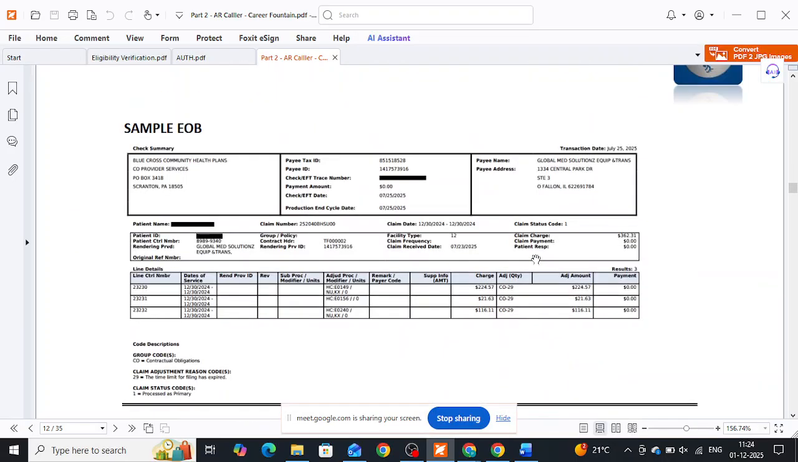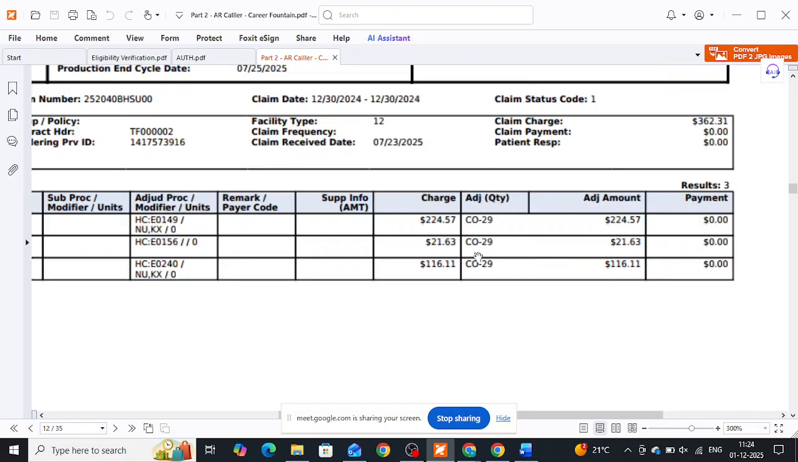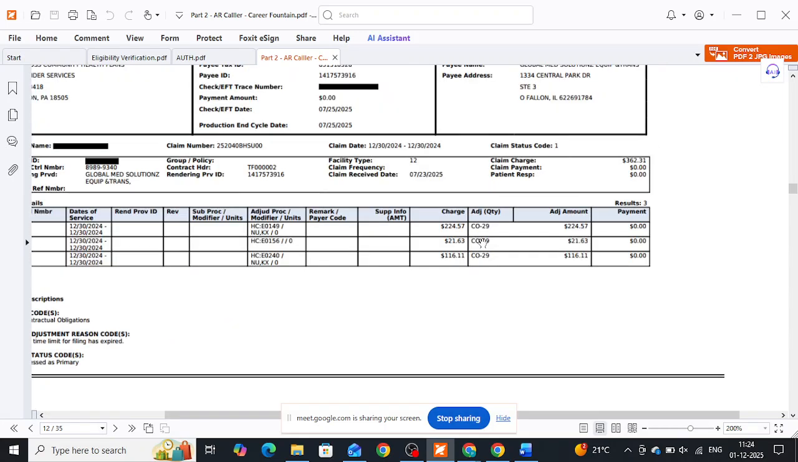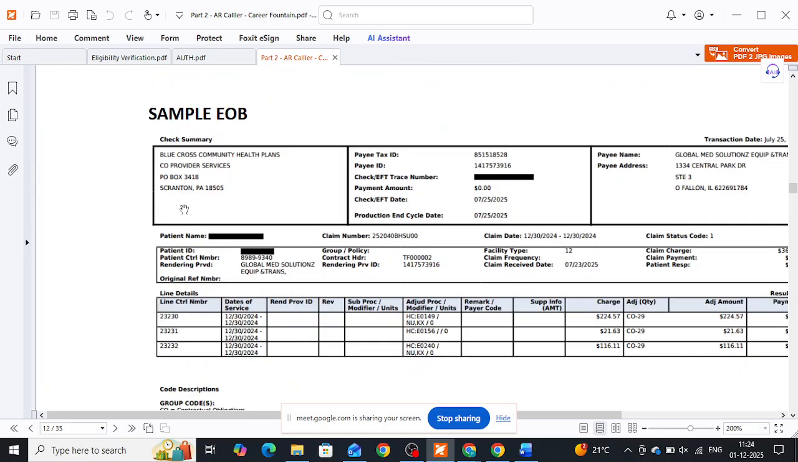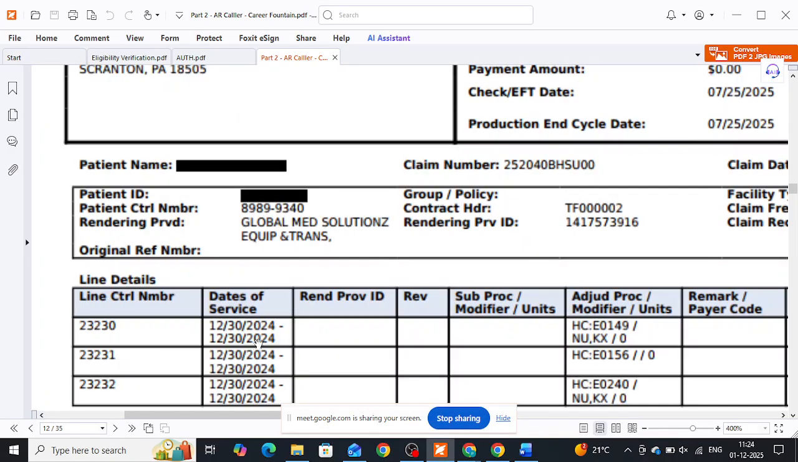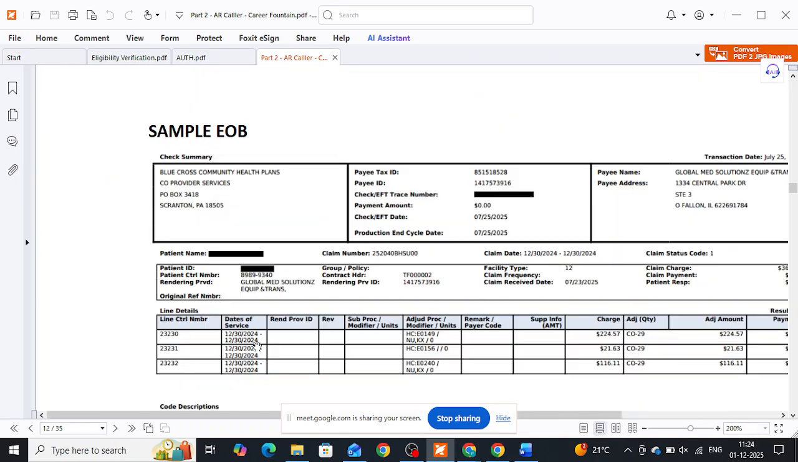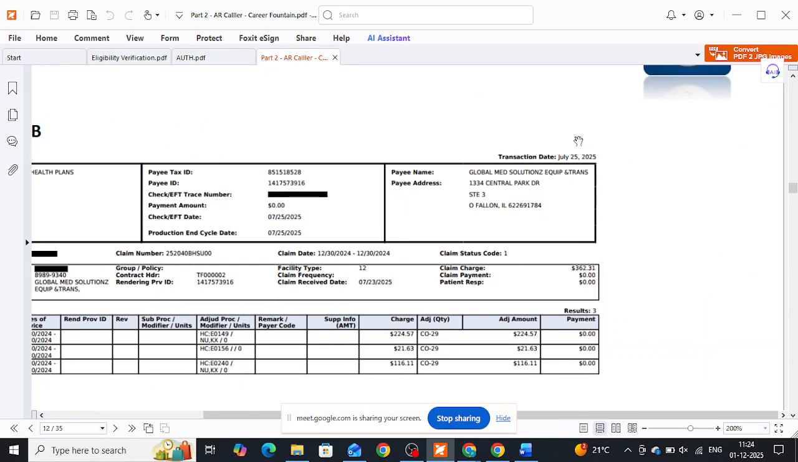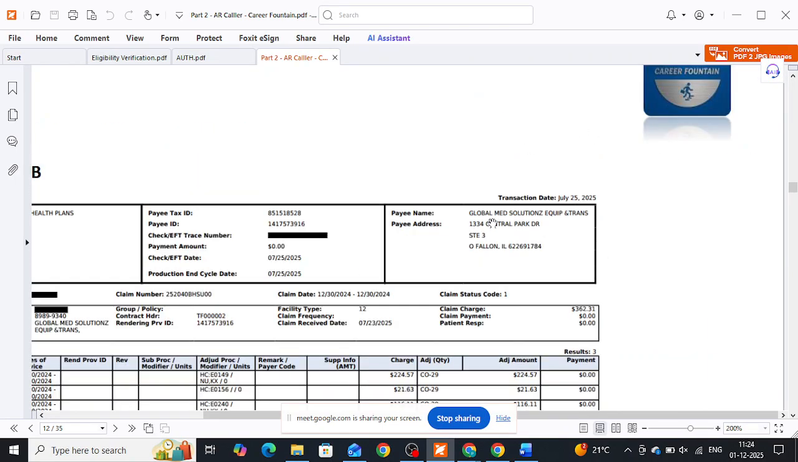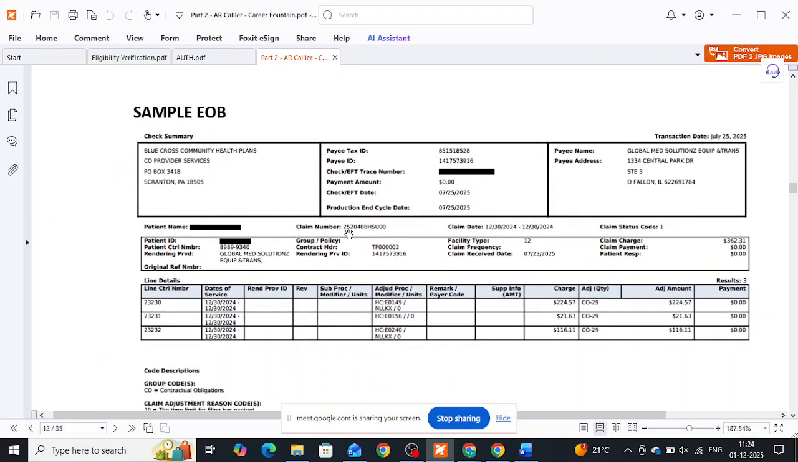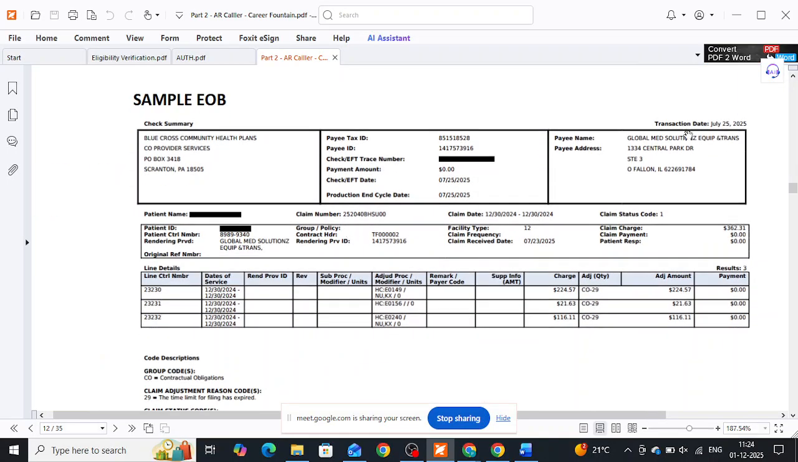Here is an example where CO29 is the denial reason. You can see here, this is the BCBS insurance. What is the date of service? December 30th, 2024. When it was received, see, July month. Their timely filing limit is only 6 months, and they received it in the 7th month. So obviously, they are going to deny for untimely filing.